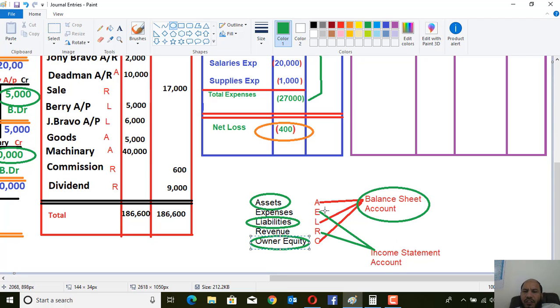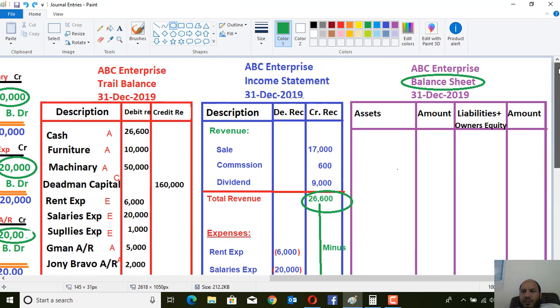The rest are the expenses account and revenue account. These are the accounts of the income statement, which we have already covered. Now we will take all these three major accounts, the asset account, the liabilities account, and the owner equity, from the trial balance that we have prepared, and we will add the amounts of these accounts into the columns which we have already developed in the balance sheet.